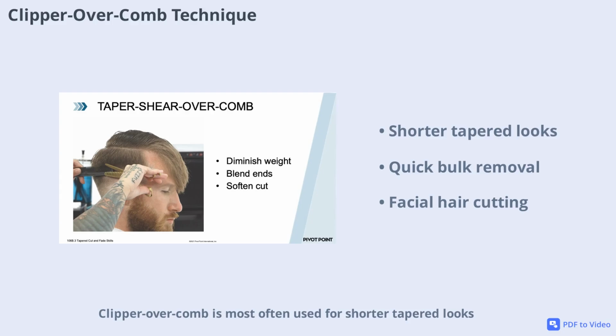Clipper overcomb is most often used for shorter tapered looks. The position of the comb determines the length of the hair to be cut and the resulting shape.